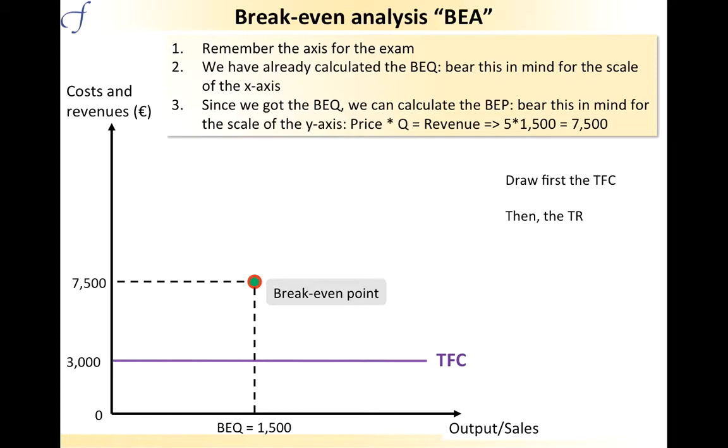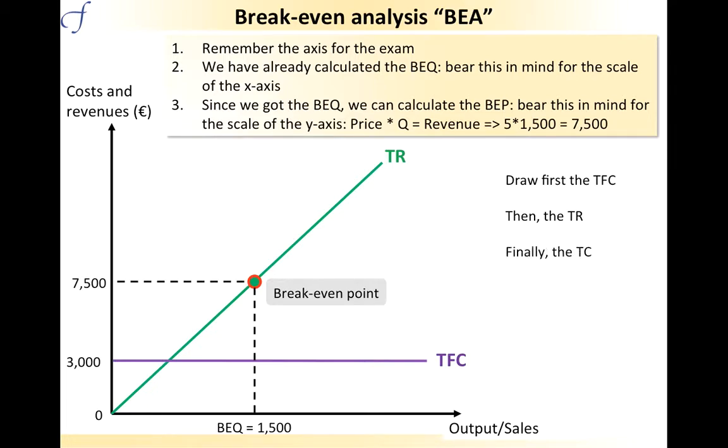And since we already have another point for this curve, which is the break-even point, all you have to do to draw the total revenue curve is join these 2 points. Again, the total revenue curve always starts at the intersection of both axes.